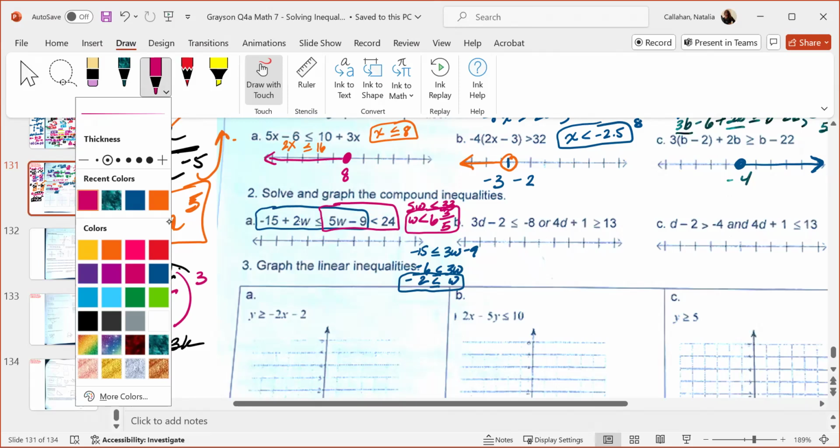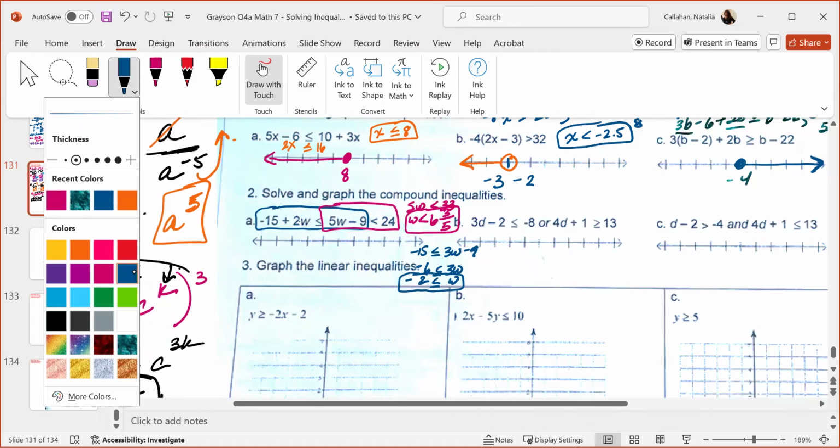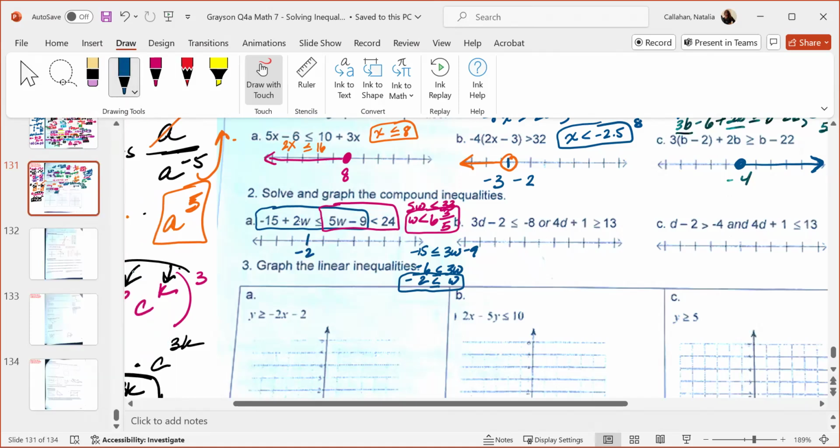So let's go ahead and graph. First one's a negative 2, so let's just say that's negative 2 right there. This one is 6 and 3/5. Let's just say this right here is 6 and 3/5, right? 6 and 3/5 is an open circle going to the left. Negative 2 is a closed circle going to the right. Does that make sense? Okay.